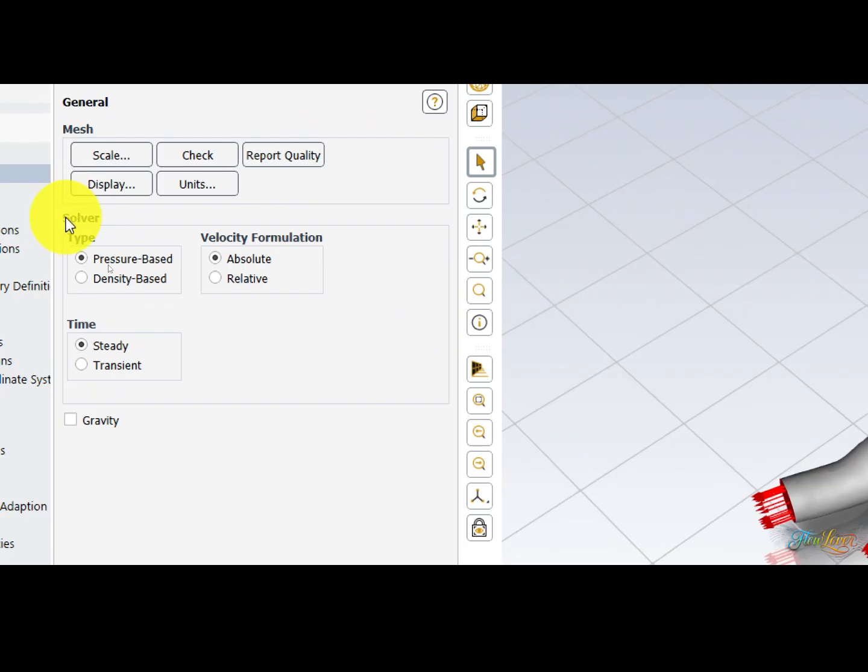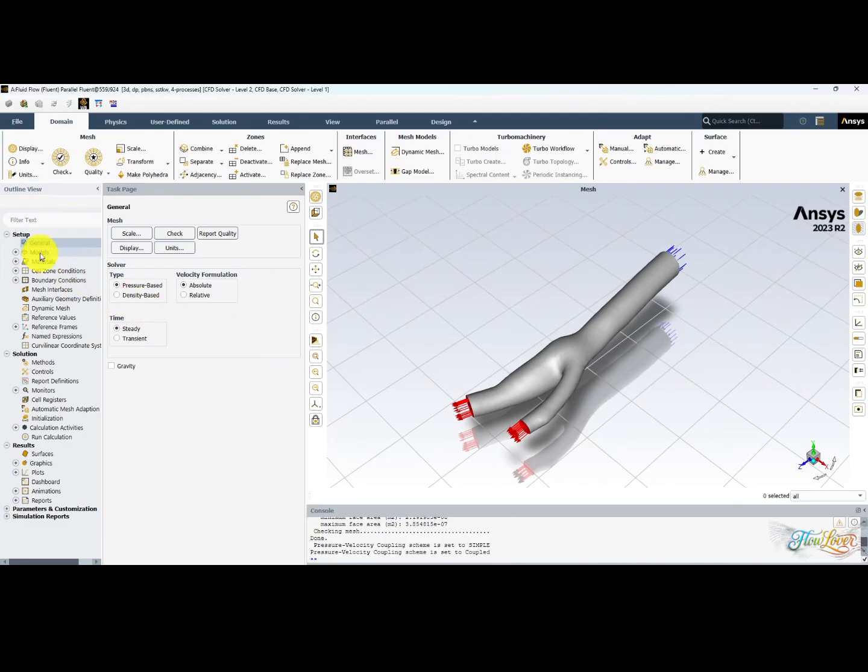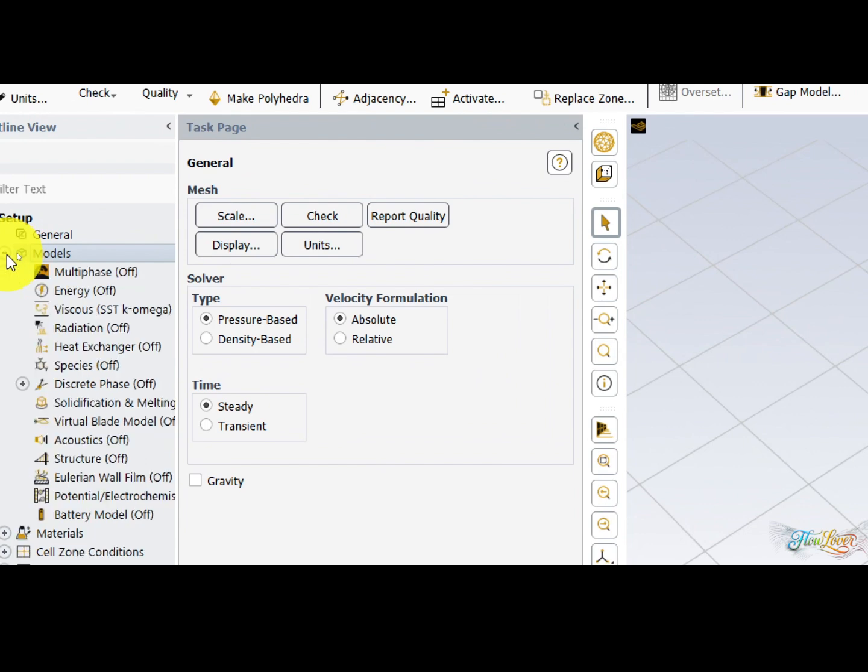We don't go for the solver. Today's topic is not about choosing the solver, but the next step, which is also important, is the time. We want to solve the simulation using a steady or unsteady solver, and gravity is not relevant for us. So the next one after general is the models.